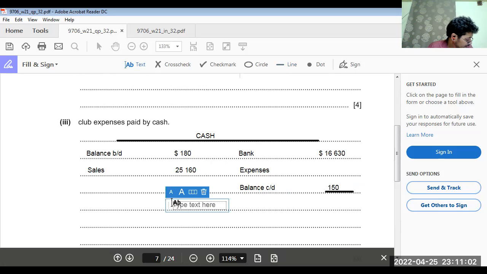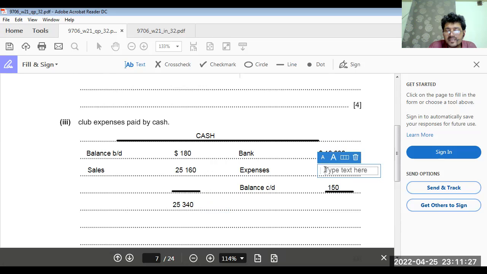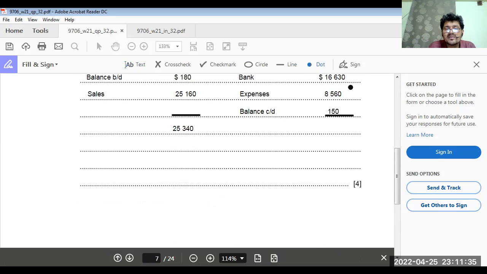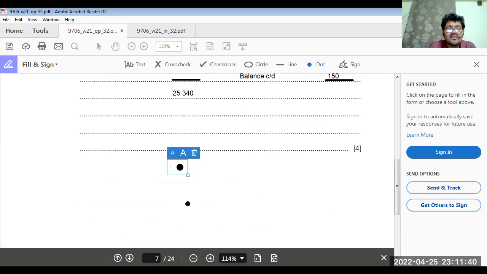180 plus 25,160. 25,340 minus 16,630 minus 150. So expenses is 8,560. 8,560. This was the amount required in this question. Okay, we have earned 4 marks. Okay, what is left?